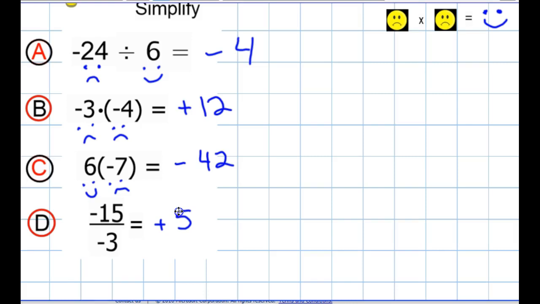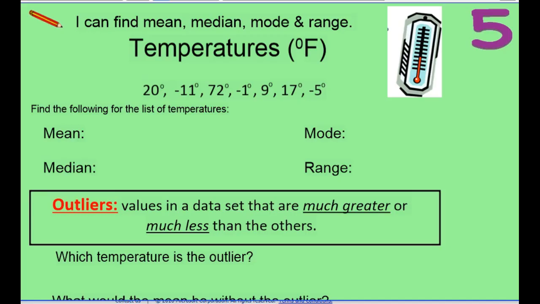Alright, that is integer operations. Now let's go on to mean, median, mode, and range. So, what mean is the average. So what we're going to do when we find the mean is we are going to add up all of these temperatures and then divide by how many temperatures we have.